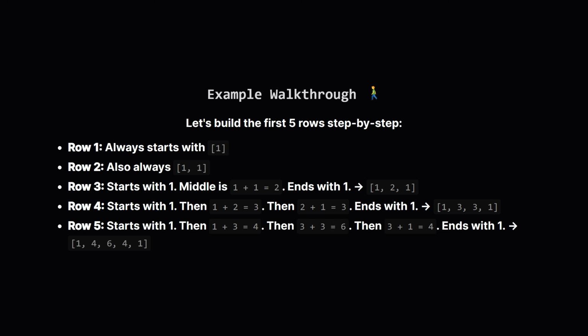See the pattern? For row 4, we look at row 3. 1 plus 2 gives us 3. 2 plus 1 gives us another 3. Tack on the ones at the ends, and we have our row. We just keep repeating this process.